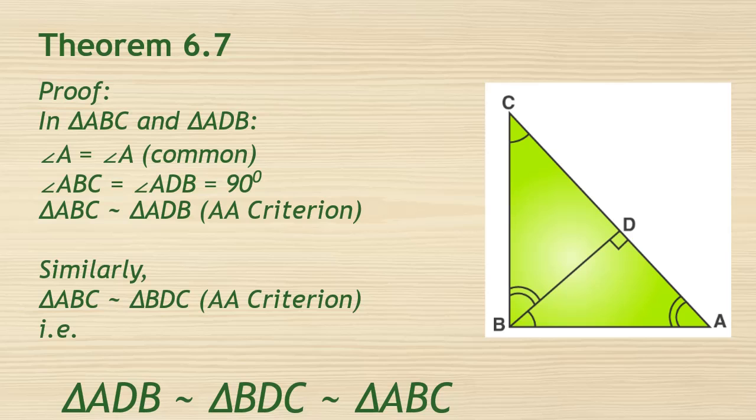Proof. In triangle ABC and triangle ADB, closely observe both the triangles. Angle A equals angle A, common. Angle ABC equals angle ADB, both are 90 degrees. So, by angle criterion, triangle ABC is similar to triangle ADB. Similarly, you can prove triangle ABC is similar to triangle BDC for the same reason. That is, triangle ADB is similar to triangle BDC is similar to triangle ABC. That's what we need to prove.